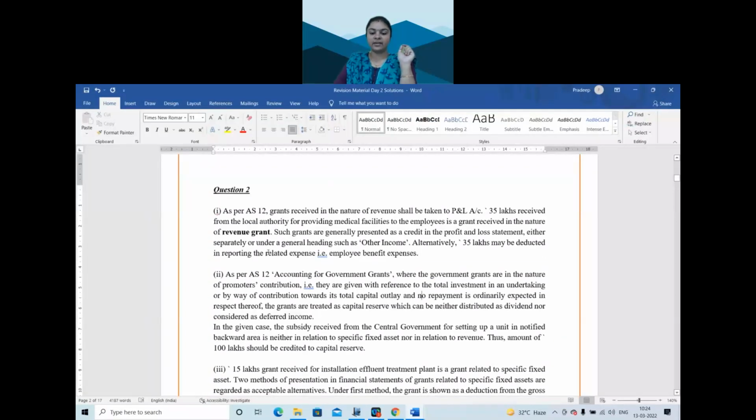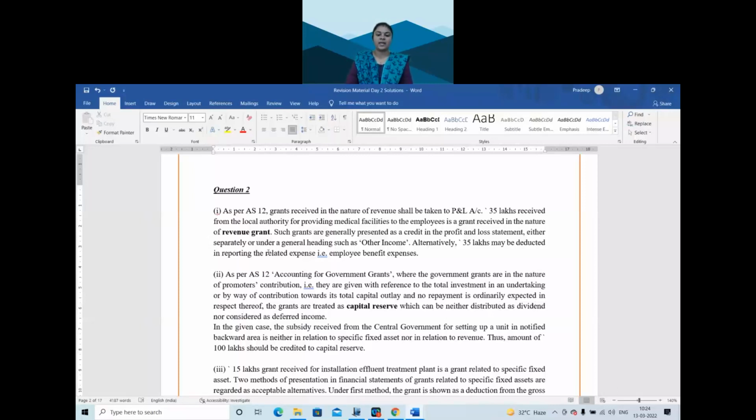given with reference to the total investment in the undertaking by contribution towards capital outlay, and no repayment is ordinarily expected thereof. Such grants are treated as capital reserve, which can neither be distributed as dividend nor considered as deferred income. Capital reserve cannot be utilized for any other purposes.